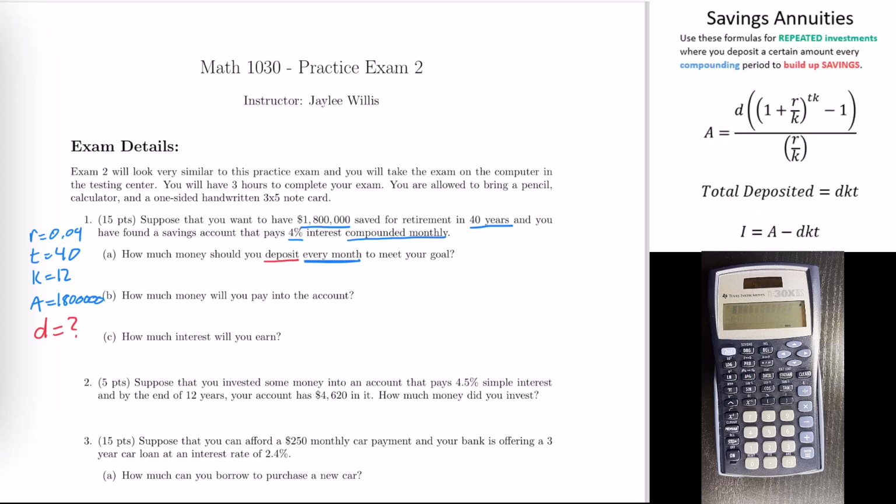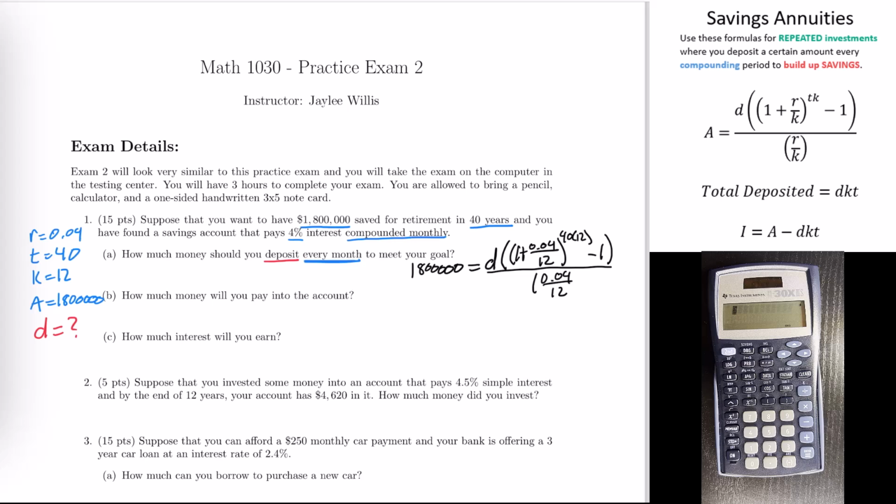So when we look at these formulas, the one that's going to help us find the amount we need to deposit every month is the main savings annuities formula. So we'll say 1.8 million, that's A, equals the variable D times, in parentheses, 1 plus my interest rate of 0.04 over 12. And this is raised to an exponent of 40 times 12. And then all of that is subtracted by 1. And then all of that is divided by 0.04 over 12.